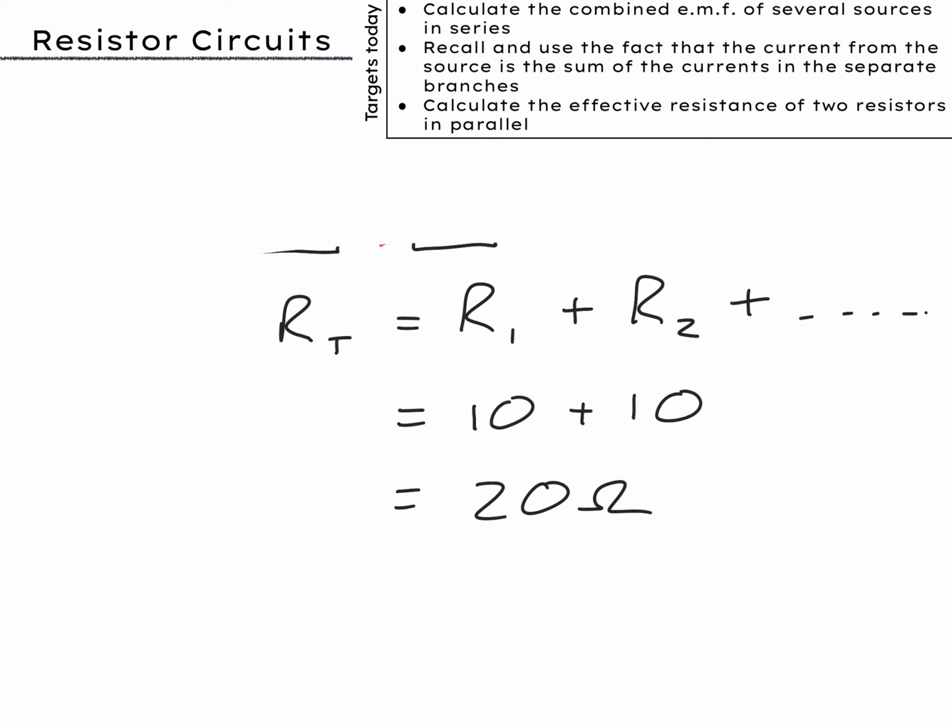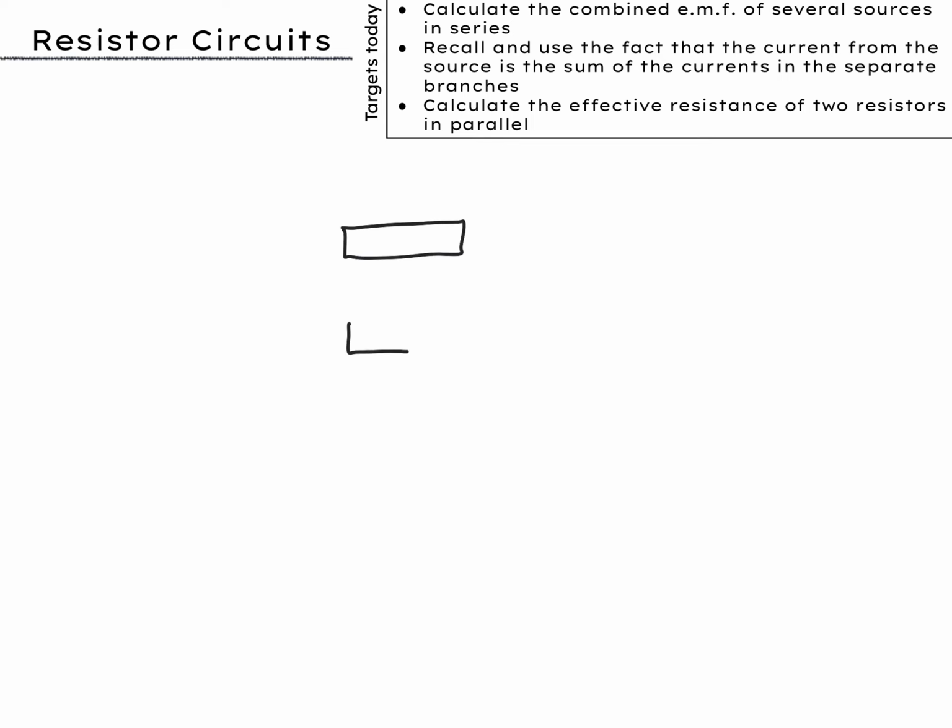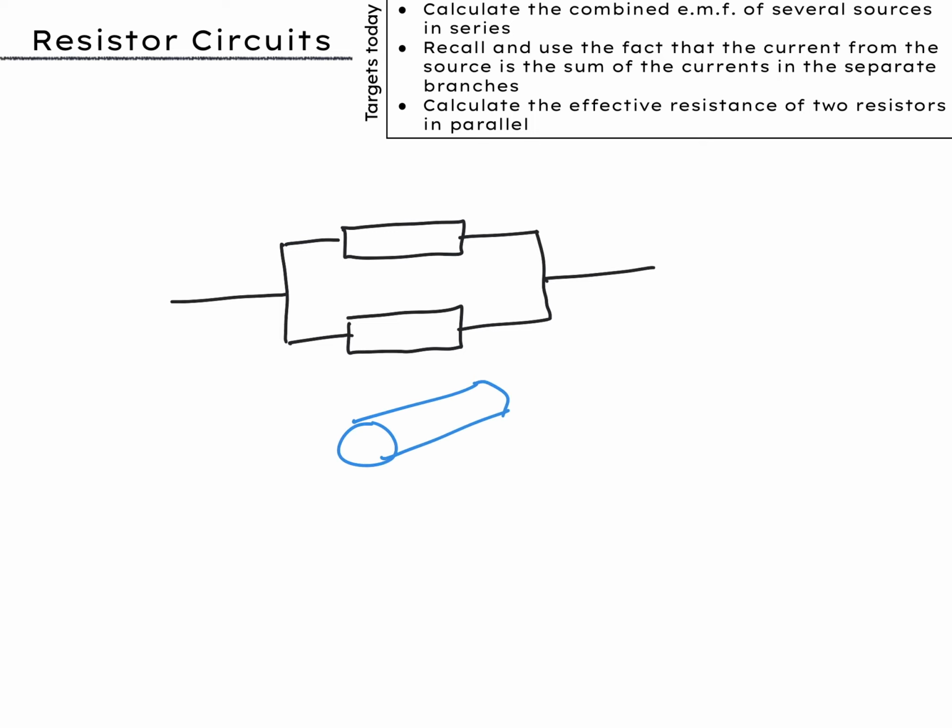In parallel, it is more complicated. The current can go in different directions, so the charge splits. I like to think of it as being similar to cross-sectional area. If we have a resistor made of that carbon powder and put it in parallel with another resistor made of carbon powder, what we are really doing is increasing the cross-sectional area of the carbon powder. Not the length, just the cross-sectional area.